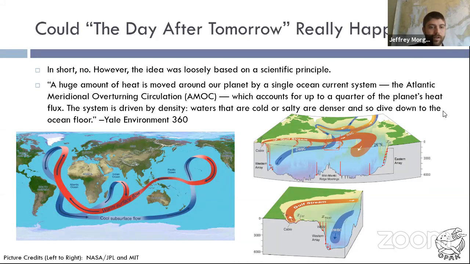The figure on the left is our global conveyor belt. The figure on the right is just looking at the conveyor belt in a vertical view. So we can see the currents stacking up on each other again. If this whole system were to slow down or stop, it could again create dramatic changes in temperature and weather, but it wouldn't happen on a time scale like in The Day After Tomorrow, and it probably wouldn't be quite that dramatic either. The paper from Yale Environment 360 goes into a little more of the science and the speed at which this circulation could stop and whether it's happened in the past before.